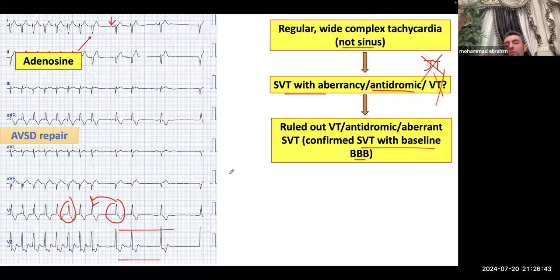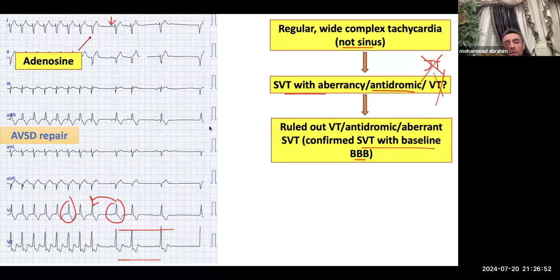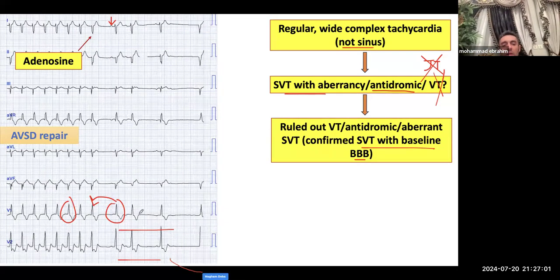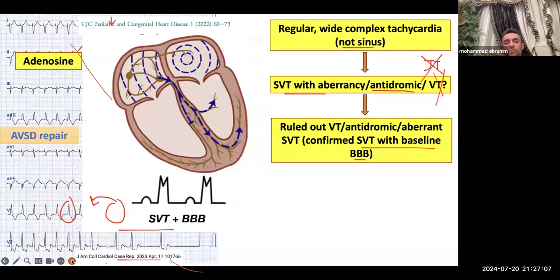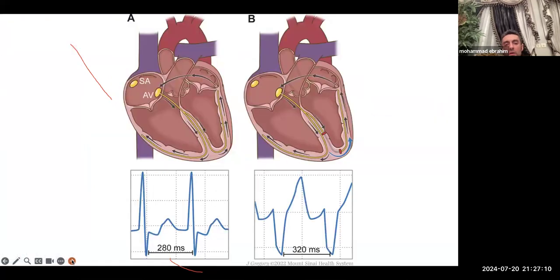You don't need to know all these details, by the way. This is meant for those who are advanced, those who are interested in cardiology a little bit. Okay. Generally.